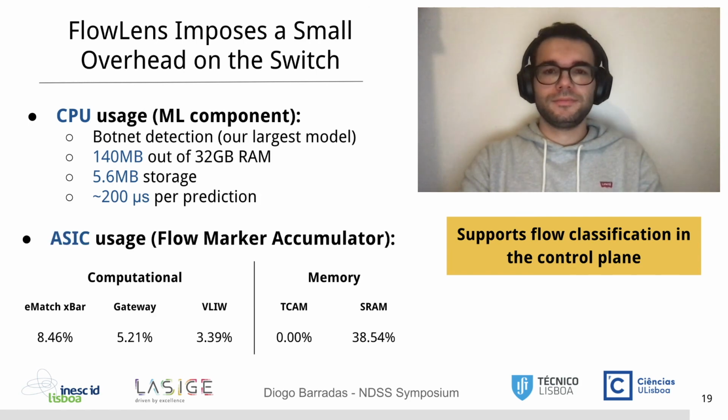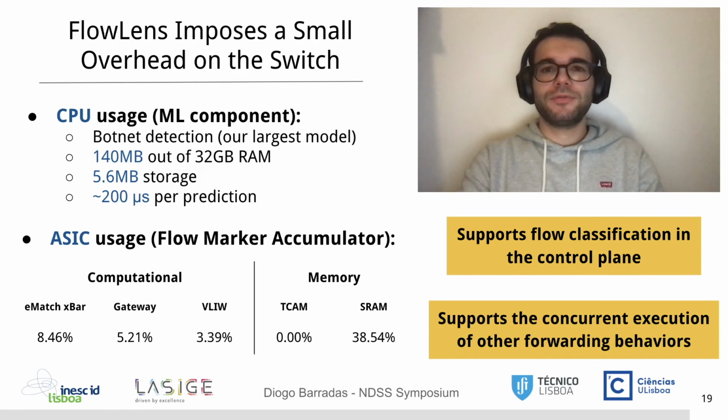Regarding the ASIC usage for implementing the flow marker accumulator in the data plane, we can see that FlowLens leverages minimal computational resources, and while it uses some SRAM for storing flow markers, it doesn't actually use TCAM at all. This also means that FlowLens supports the concurrent execution of other forwarding behaviors in parallel.